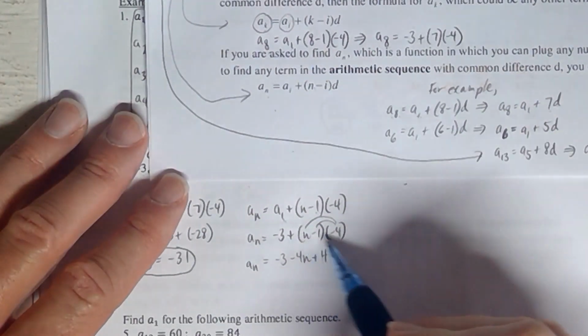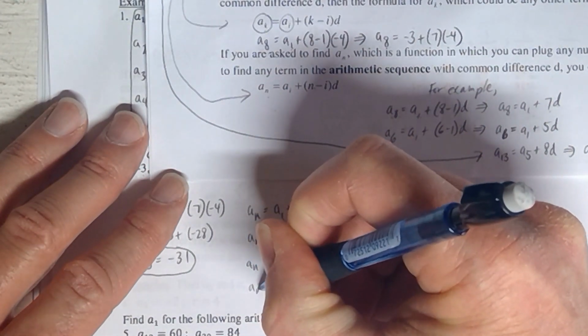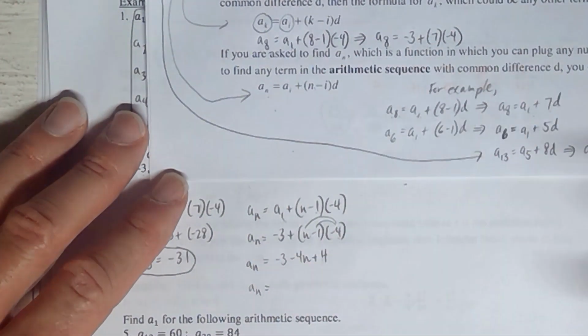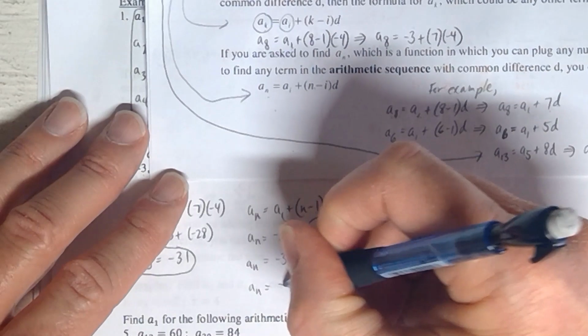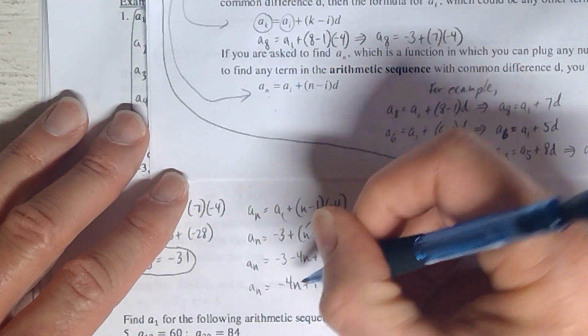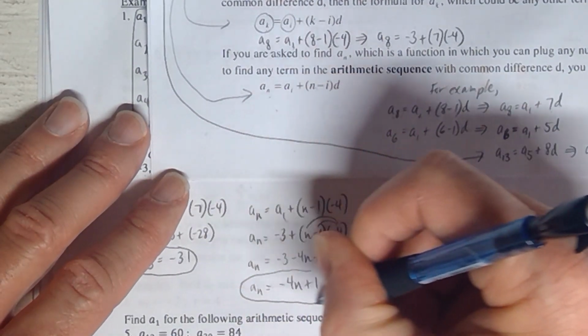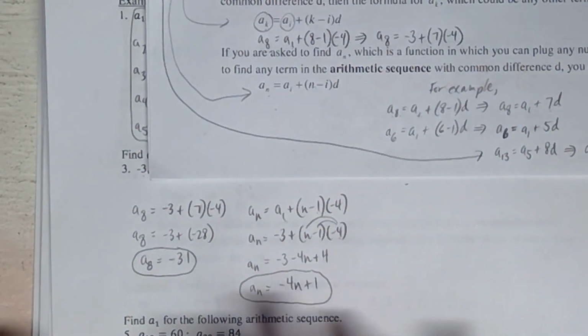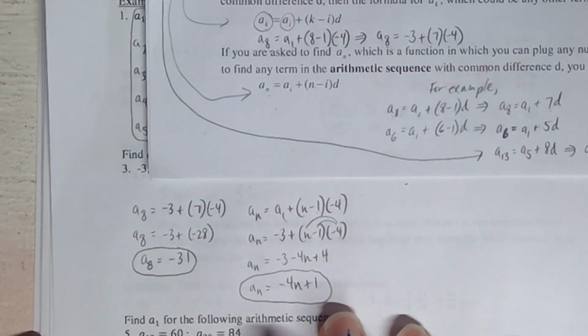Then after you distribute out that parenthesis, again, similar to when you solve linear equations, you combine like terms, and then we'll be done. If I do that, I get negative 4n plus 1, don't I, if I combine like terms right there. And that, you guys, is what you get for a sub n.